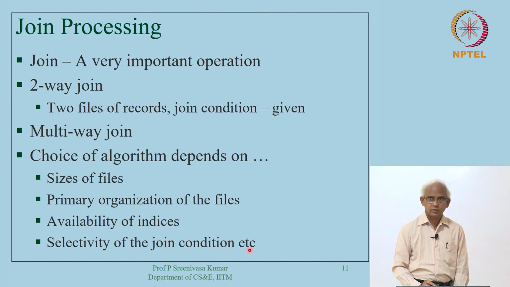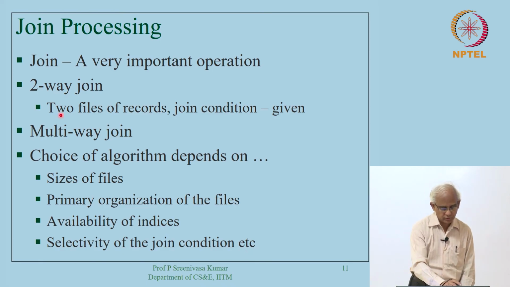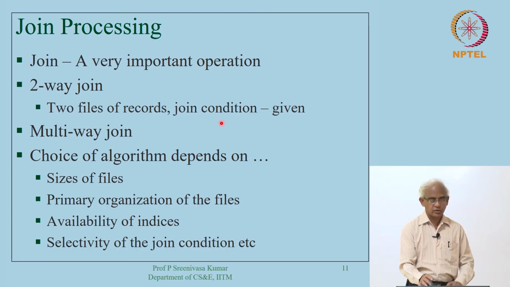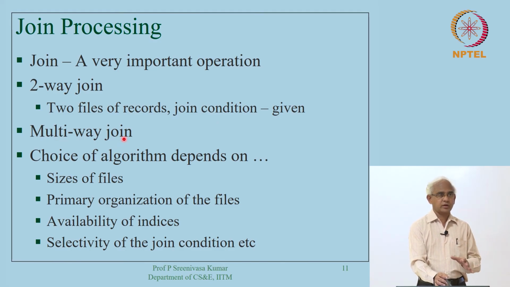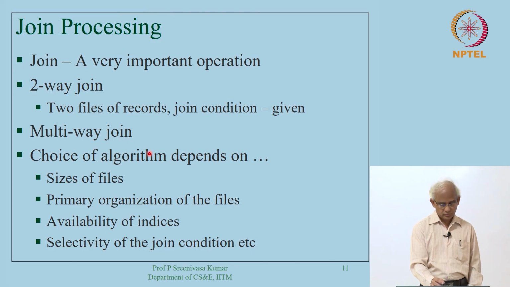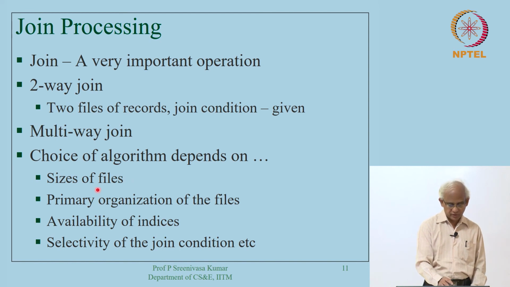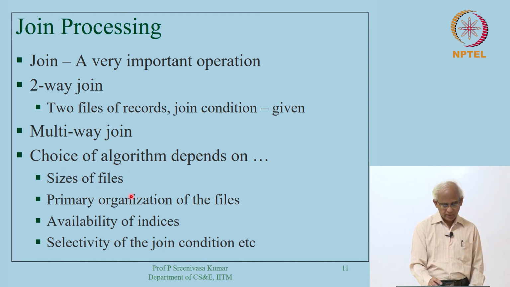Join is a very important operation obviously. So, let us focus a little bit on two-way joins. Two files of records and a join condition is given, you are supposed to join. In a multi-way join, you are given more than two files and a join condition, you will have to join. Now, what is the choice of algorithm for doing a join? It kind of depends on the sizes of the files that are involved and what is the primary organization of those files. How are those files organized?